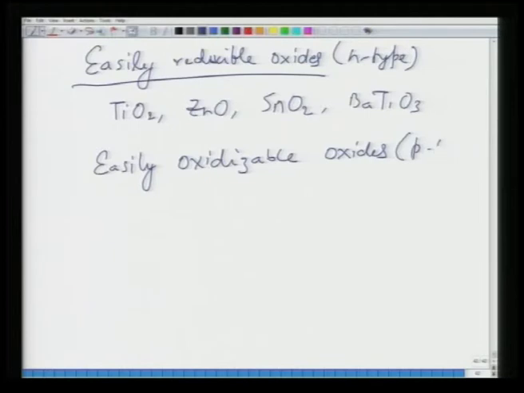And the easily oxidizable materials are typically p type, and here we look at mainly materials like cobalt oxide, iron oxide, etc. These are all p type, and these are all typically metal deficient. So, these are some of the examples of these ionic conductors. So, we will take one example here, just to see what it means.